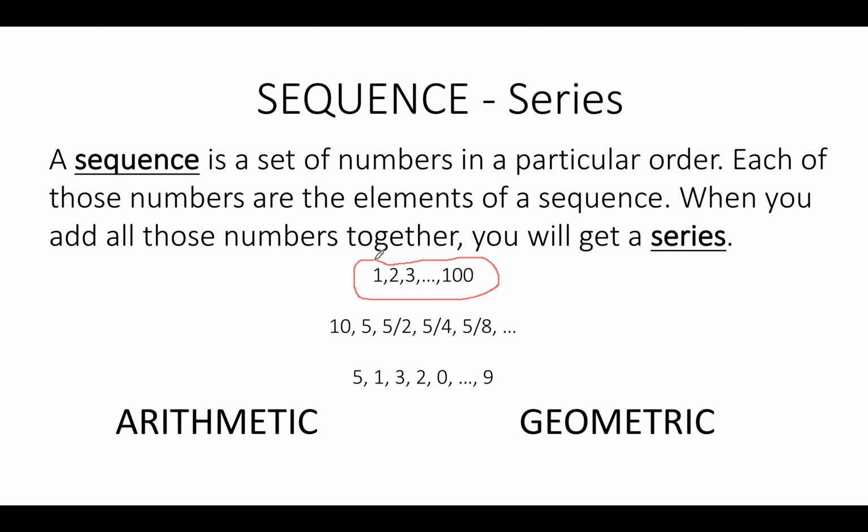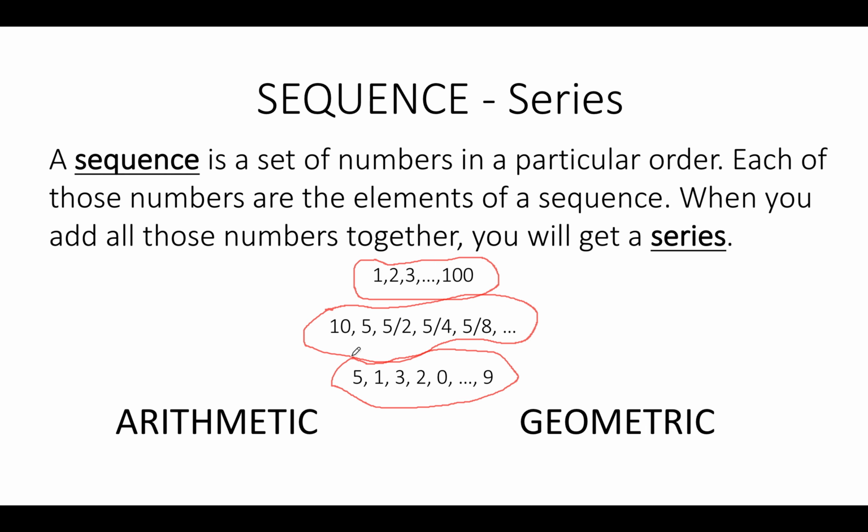The order that they are in determines which type of sequence we have. If you take a look at this, it has a specific order where each element is increasing by 1. If you take a look at this one, it has a specific order where each element is decreasing by half. It's going from 10 to 5 to 5 over 2, 5 over 4. And then this one has no particular order, hence it's not a sequence. I just put this one there to show you that not every list is a sequence. The third one is not. It has no type of order.